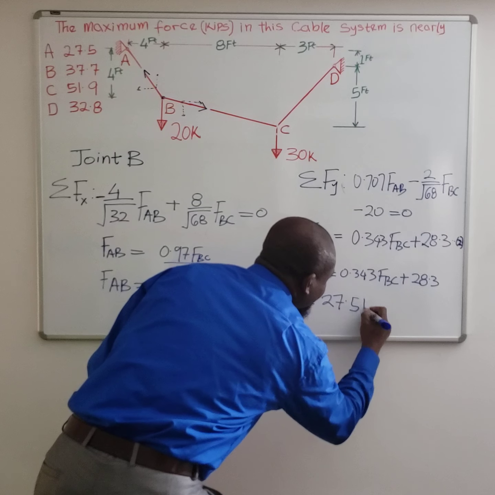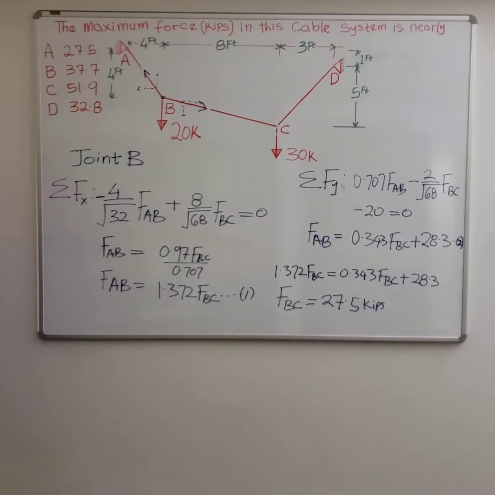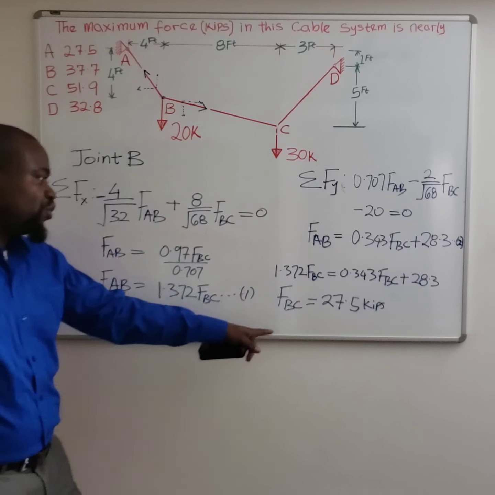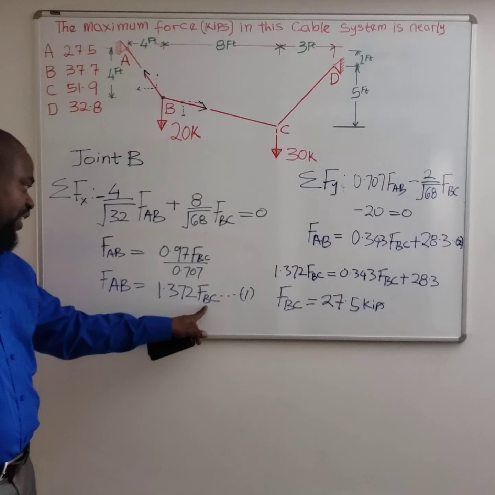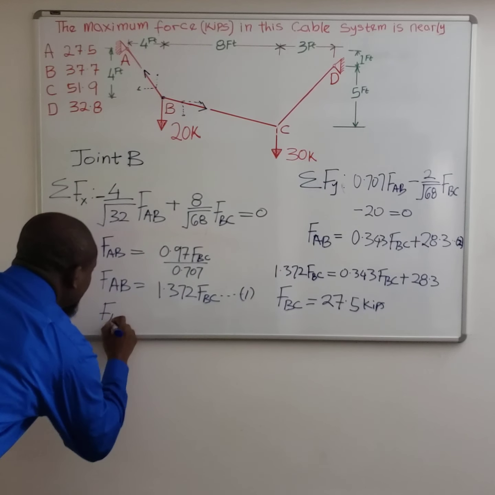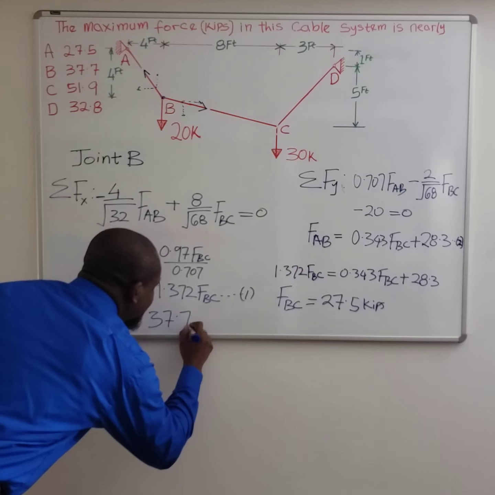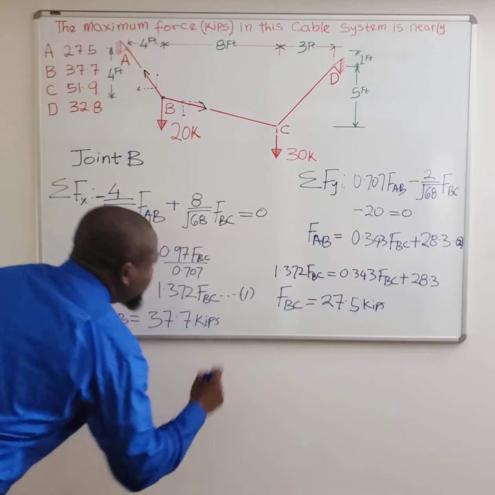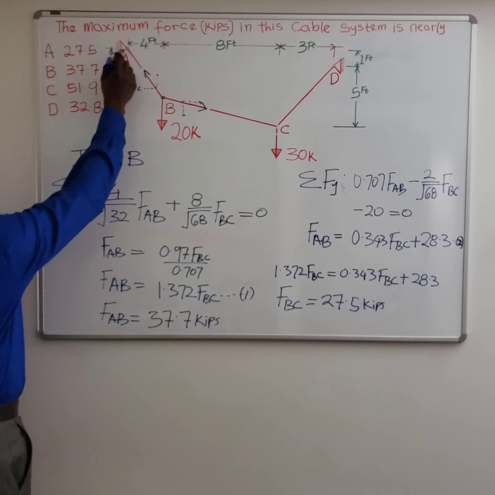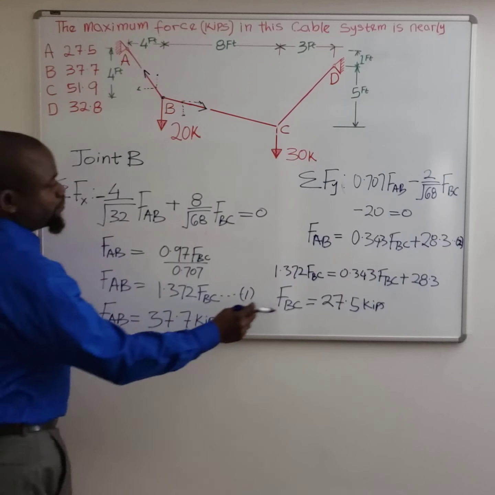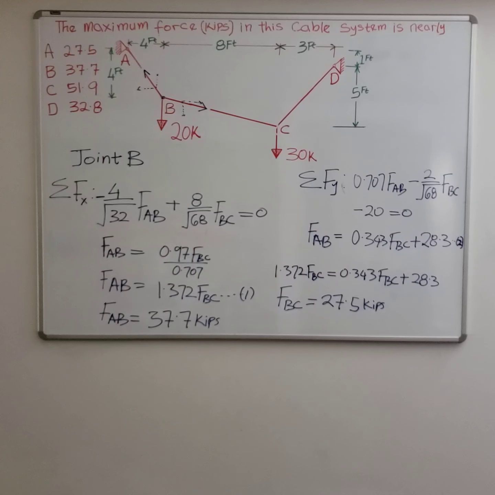27.5 kips. Okay. So once we know FBC, you are able to solve for FAB, because all you need to do is to substitute this value of FBC in here, and then you're going to have your FAB to be 37.7 kips. Okay, so we have solved for two of the members, force FAB, which is from A to B, and force BC, which is from B to C. So we'll continue on the second part. We're running out of time on the video.